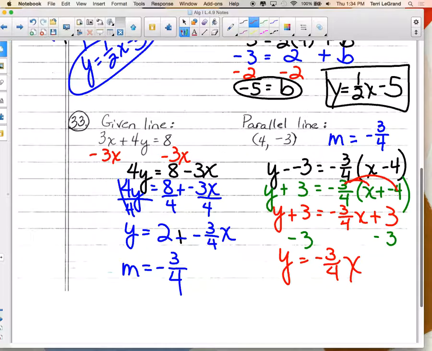Anybody else get that? Anybody use the other method, the slope intercept form method, and get the same thing? Cool. Okay. Well, then we can trust that this is the correct way. We're not going to graph this, we don't have time.